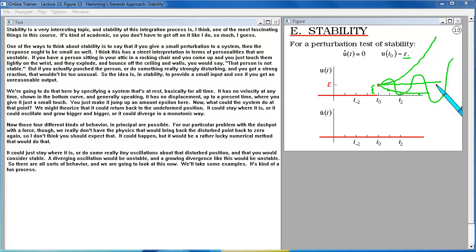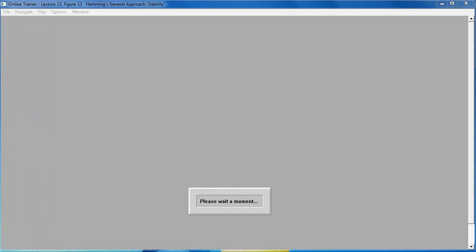It could just stay where it is or do some really tiny oscillations about that disturbed position, and that you would consider stable. A diverging oscillation would be unstable, and a growing divergence like this would be unstable. So there's all sorts of behavior, and we're going to look at this now. We'll take some examples. It's kind of a fun process.